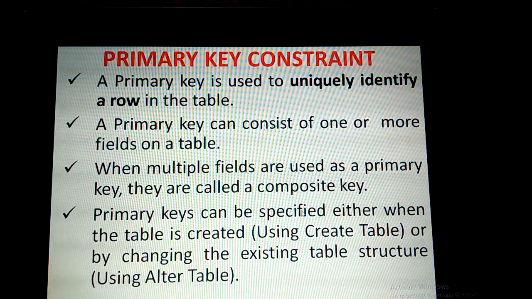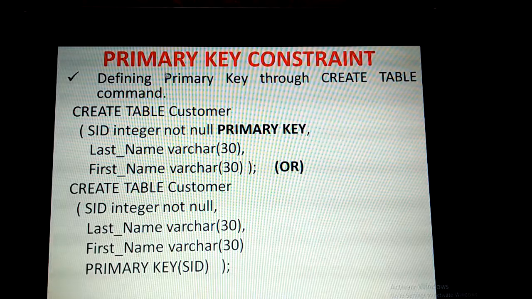Primary keys can be specified either when the table is created, or when we are changing the existing table structure using the alter table command. So create table, alter table, in these two commands we can specify the primary key for the field. Okay, so defining primary key through the create table command. We will see how we can assign the primary key using the create table command.